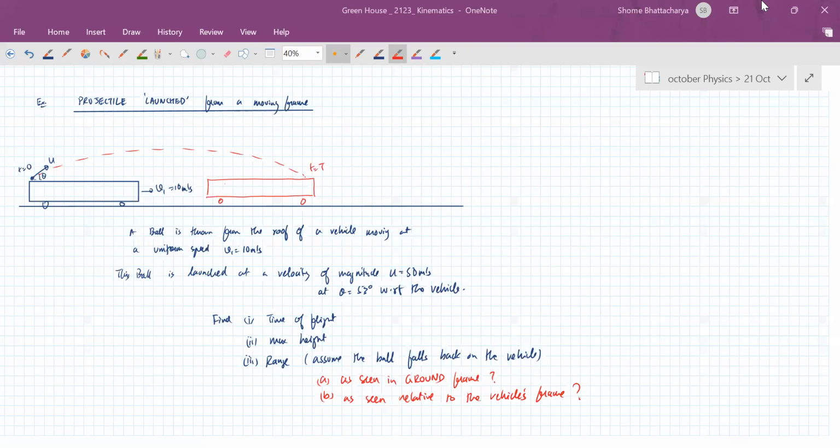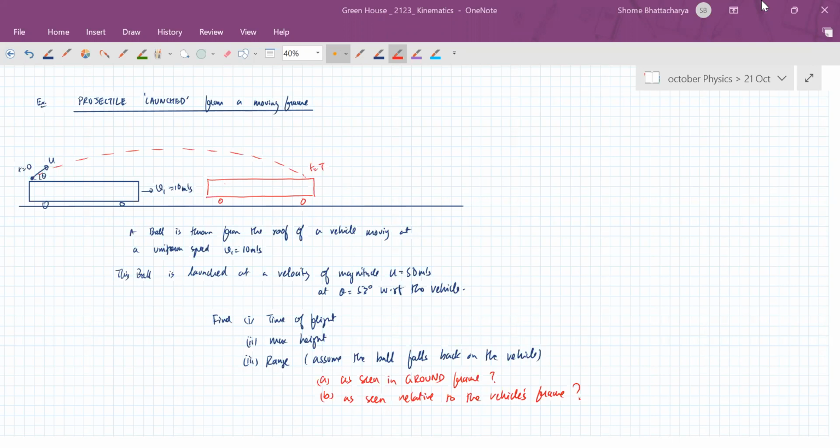Sir, in the third question, we have to still assume that this ball is falling on the back of the vehicle. Not on the back of the vehicle. It will be falling somewhere on the front of the vehicle. No, beta? Because see what is happening now.